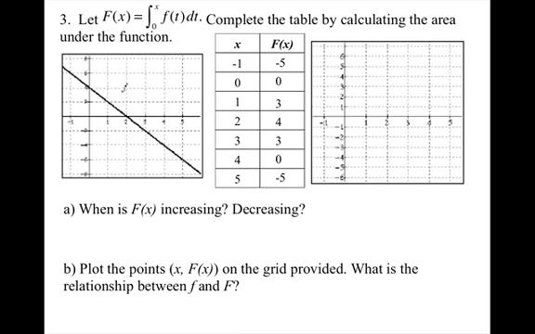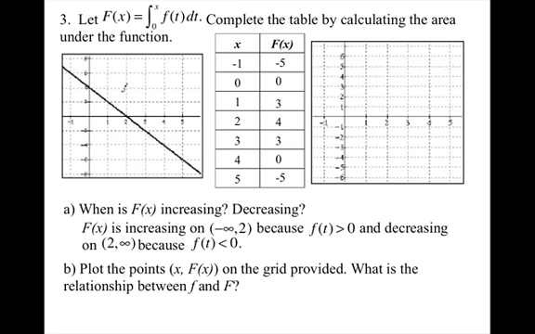When is big F of x increasing and when is it decreasing? You should have said that big F of x is increasing on the interval from negative infinity to 2 because little f is positive, and decreasing from 2 to infinity because little f is negative. And you can see that right here in the graph.